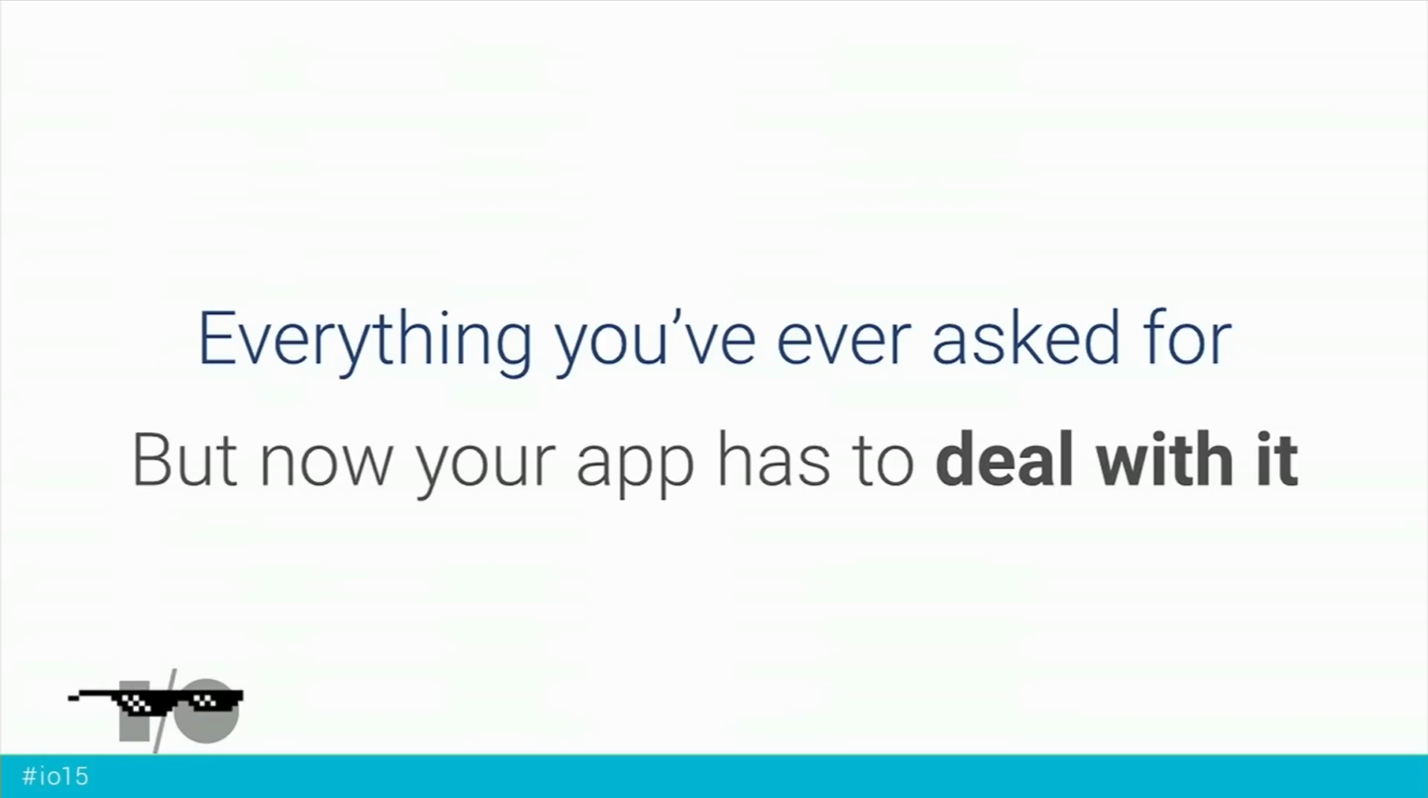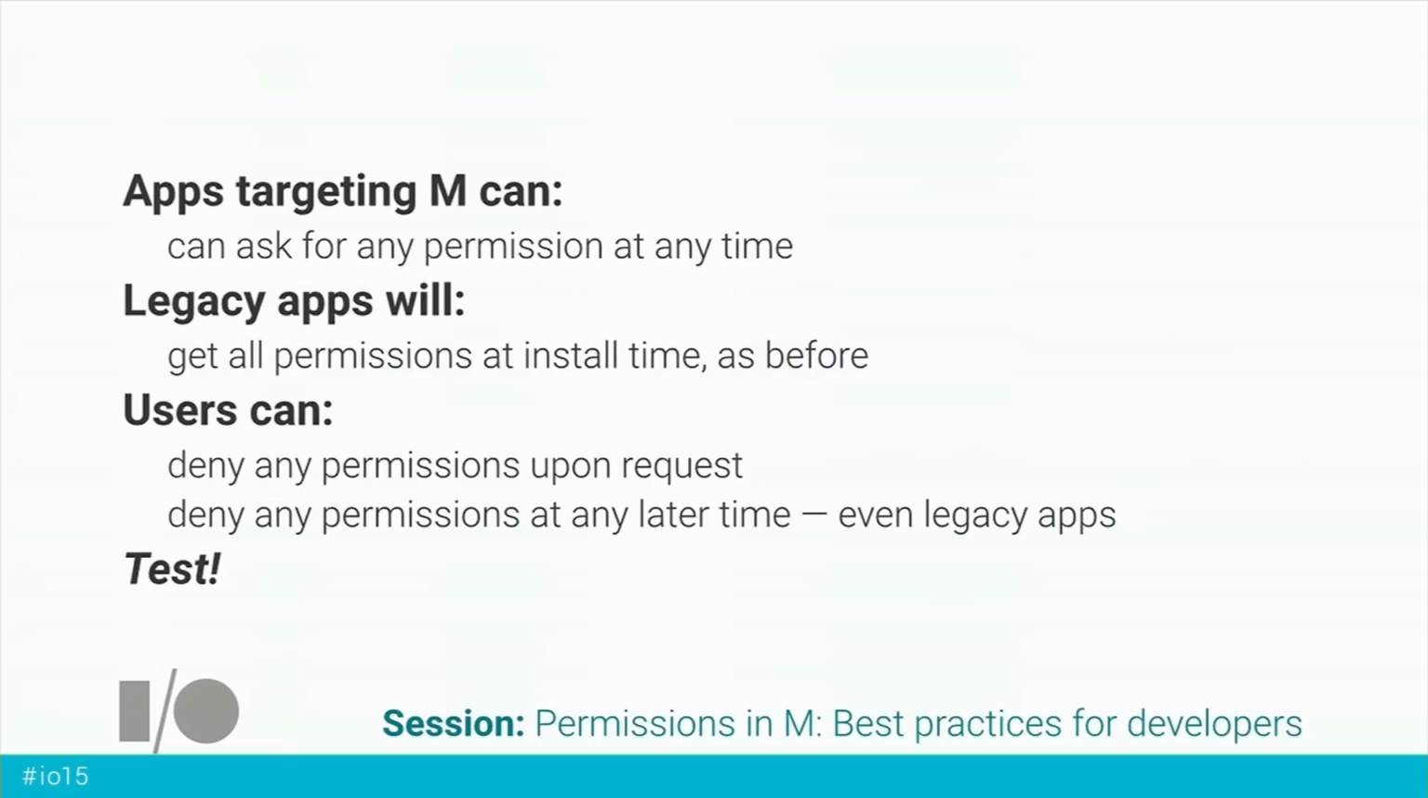What does that mean in practice? It means that you can ask for any permission at any time if you're targeting M. If you're not targeting M, you don't get any of this stuff. Legacy apps that are not targeting M get basically what you have today pre-M: a wall of permissions at install time. There's no other way to do it.